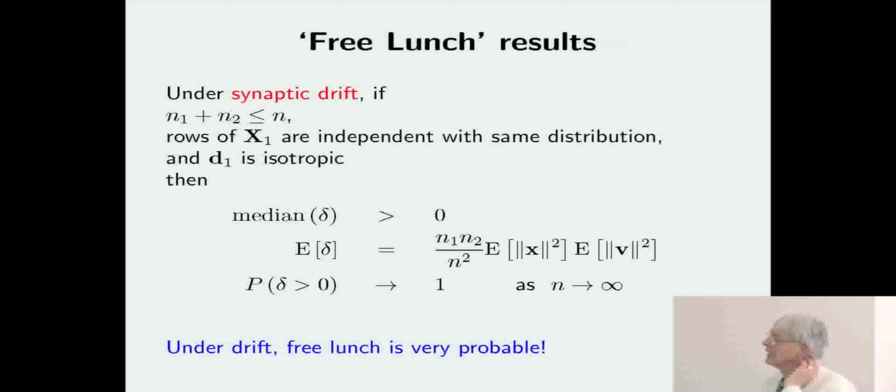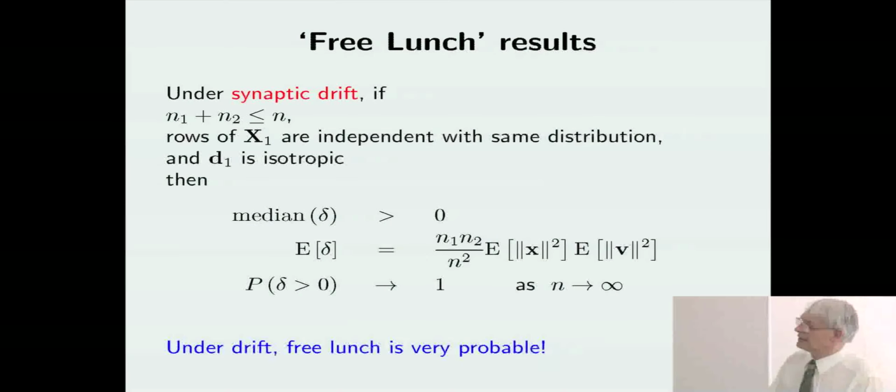So now we can use this to get some free lunch results. If the forgetting in an artificial neural network is by synaptic drift and some conditions, n1 plus n2, so it's the number of things I've learnt in the first set of associations, a1, n2, the number I've learnt in a2, should be less than or equal to n, the dimension of the weight vector. And then I need some slightly technical things. The rows of x1 are independent, and d1, the desired outputs, that is isotropic. Then these various nice results happen.